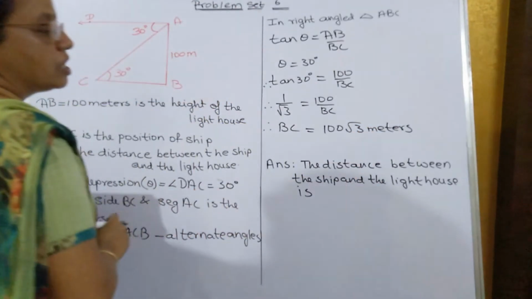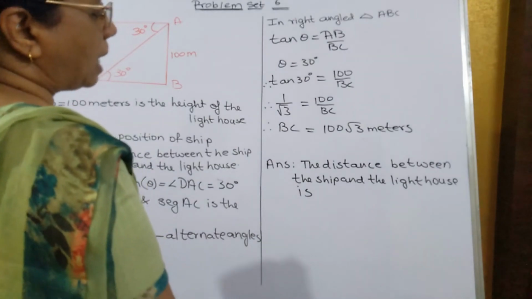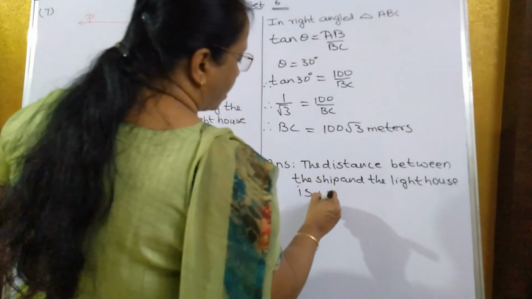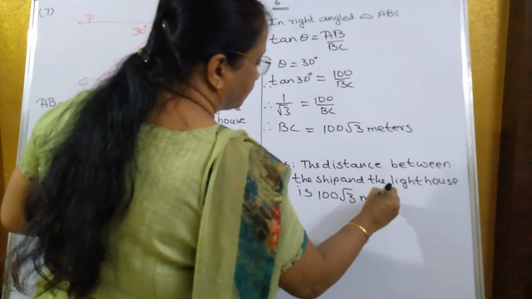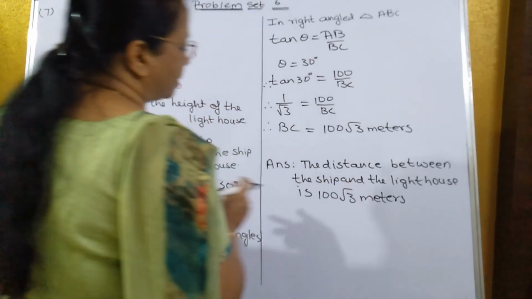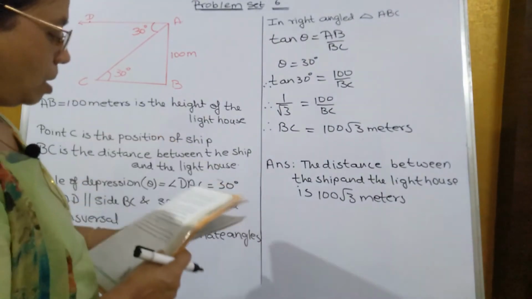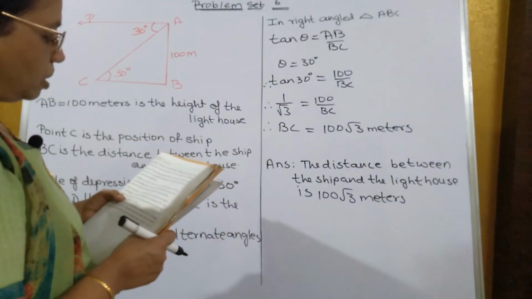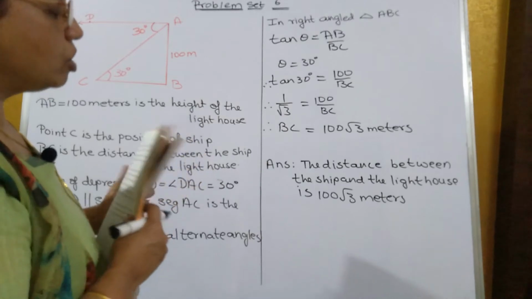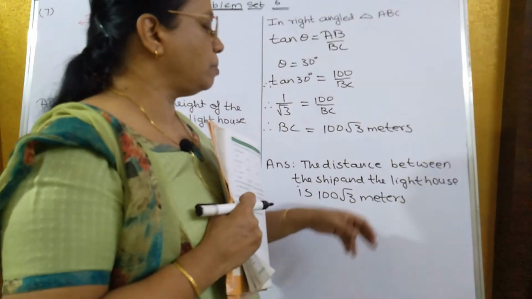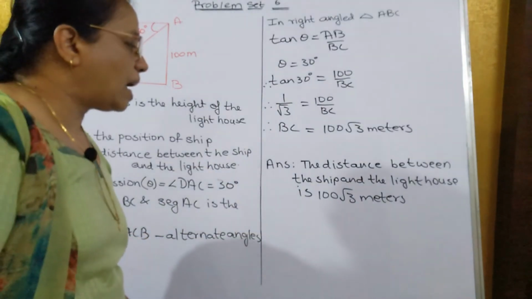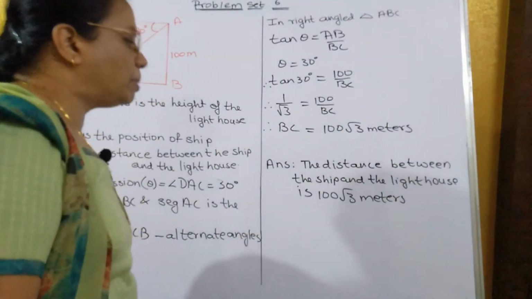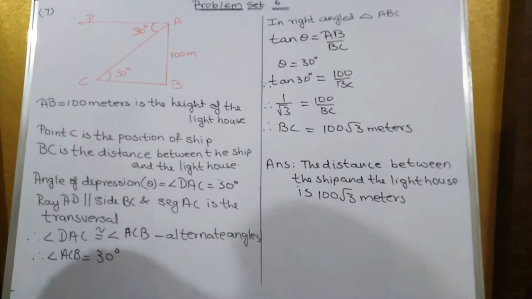So what is the distance between the ship and the lighthouse? It is 100 root 3 meters. If you want, you can write it this way also: the ship is away from the lighthouse by 100 root 3 meters. If the value of root 3 is given, you can substitute the value of root 3 and then find out by multiplying 100 into the root 3 value, which is 1.73.